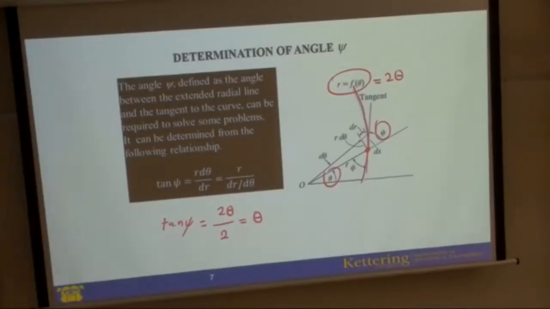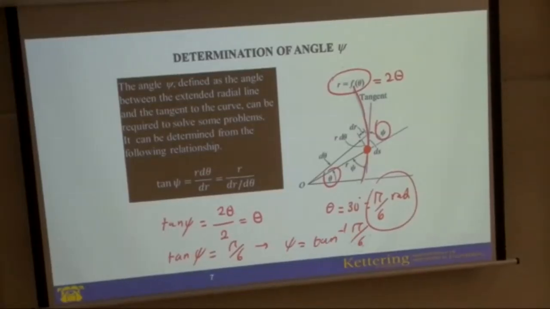At different angles, you can relate psi with theta. For example, if you want to find the forces applied to this particle at theta of 30 degrees or pi over 6 radians, you need to plug this into this. Tangent of psi equals pi over 6. Psi will be the inverse tangent of pi over 6.